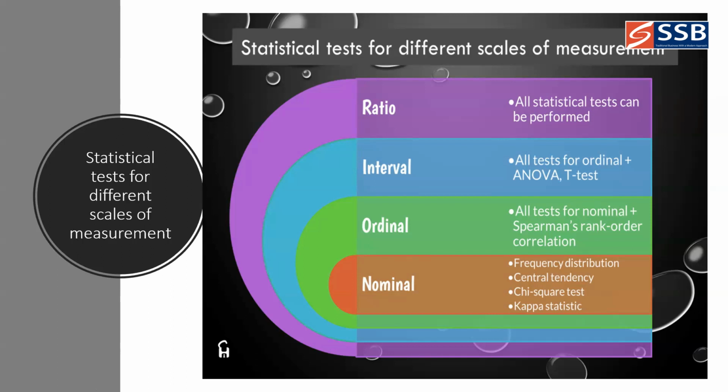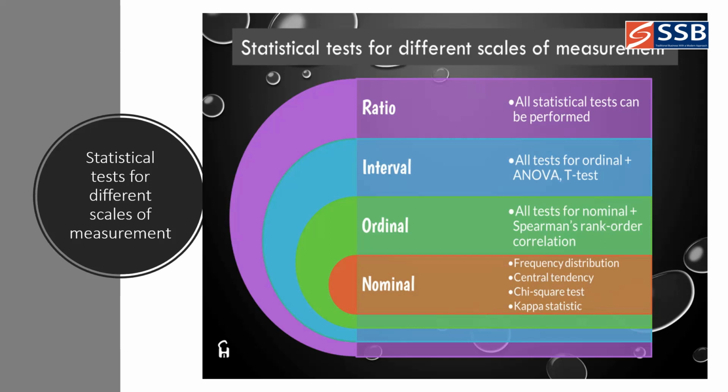So first is the nominal scale that we have. I told you nominal and ordinal, basically they are going to be observing only the categories. So you're going to classify the observations or classify your respondents based on the categories. So you will have frequency distribution or central tendency of mean, median, mode. You can conduct a chi-square or you can do kappa statistics. So this is going to be for the nominal scores that we are going to have.